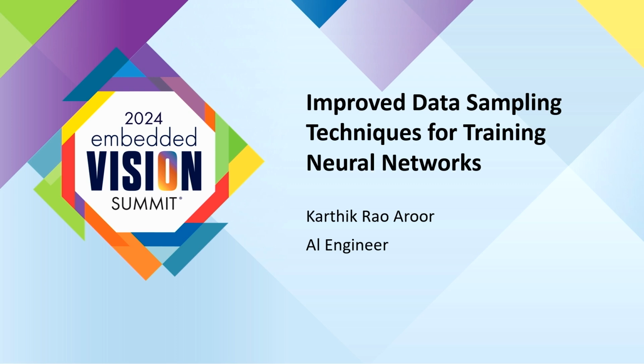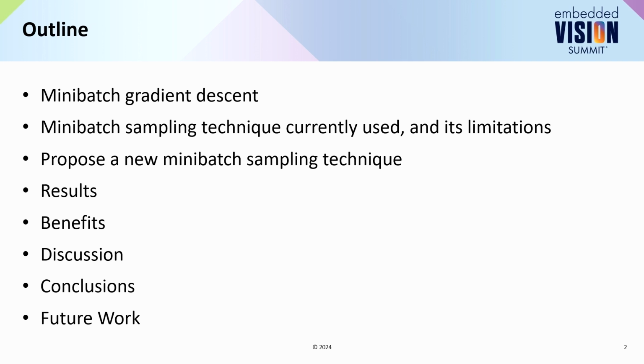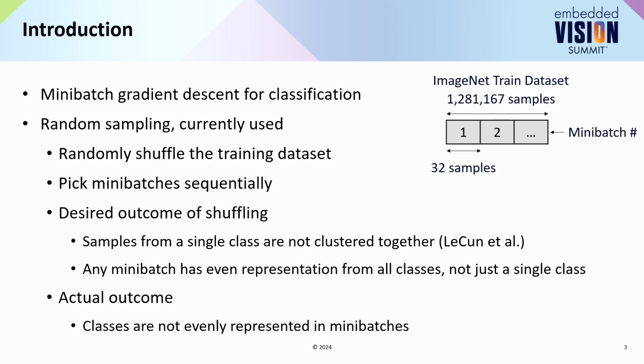Today I'll be discussing improved data sampling techniques for training neural networks. I'll first talk about mini-batch gradient descent. Then I'll talk about the mini-batch sampling technique that is currently used and its limitation. I'll propose a new mini-batch sampling technique that addresses this limitation. I'll discuss the results and benefits of using this new technique. And finally, I'll present our conclusions and future work.